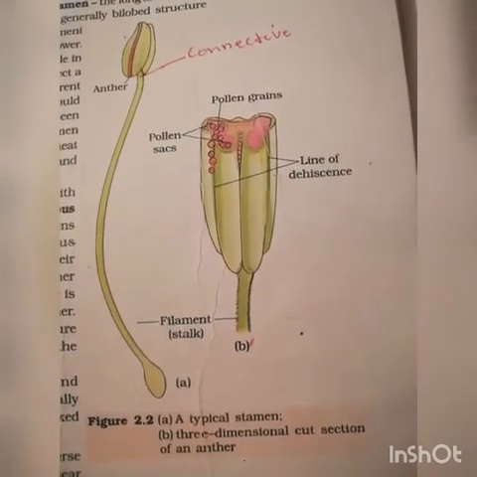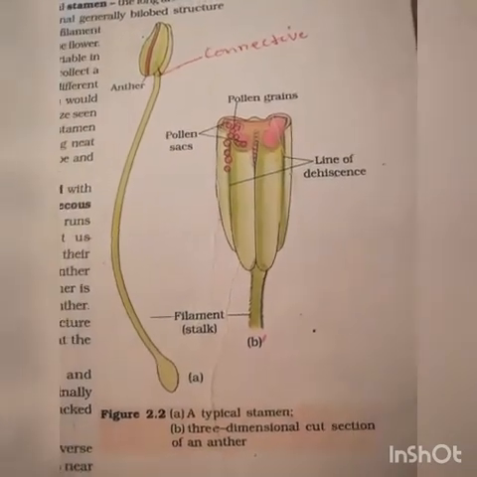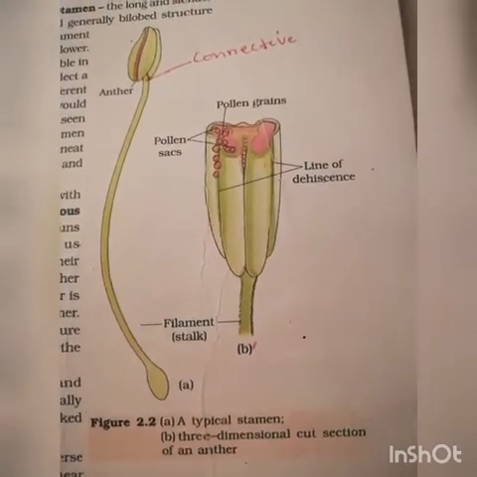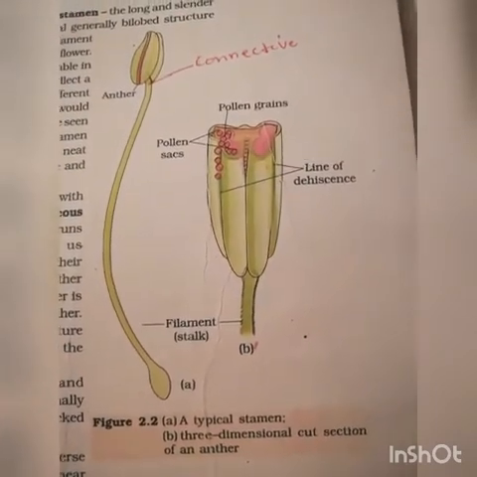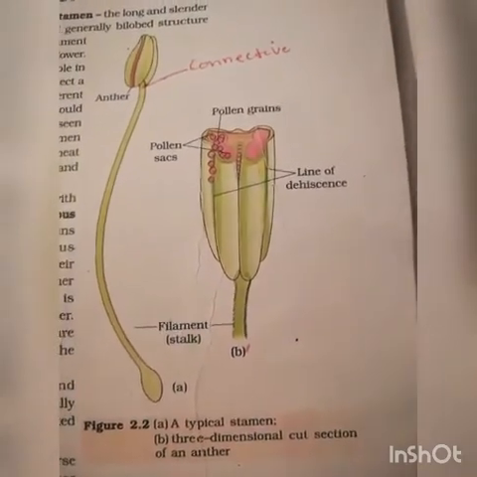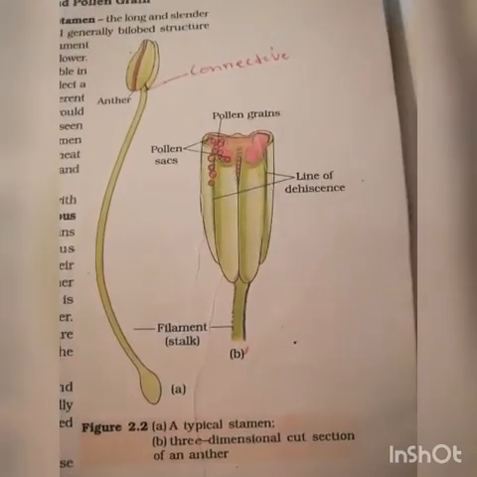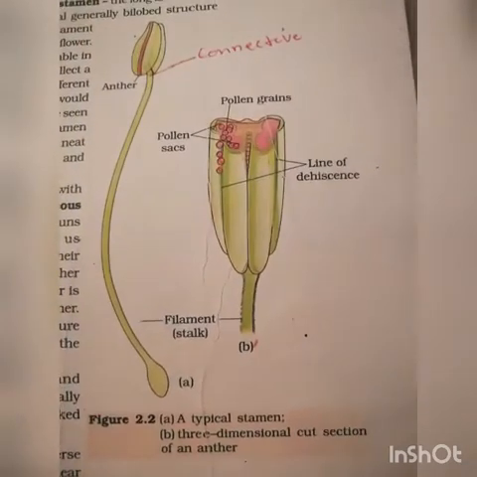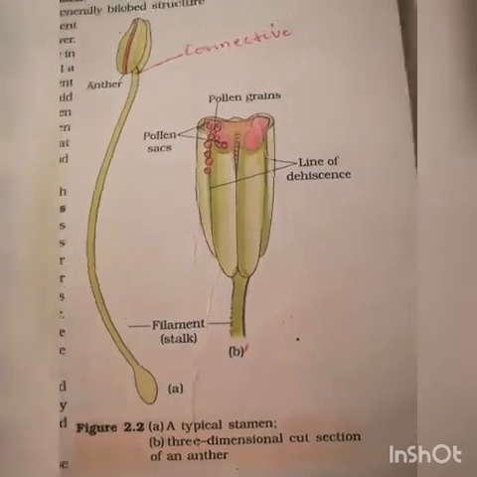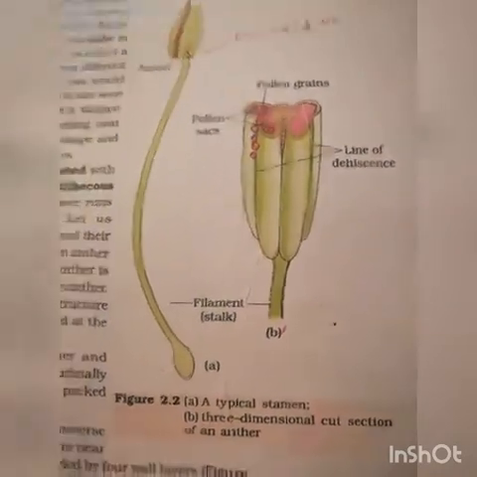Inside the anther, formation of microspore or pollen grains takes place. Let us discuss in detail.